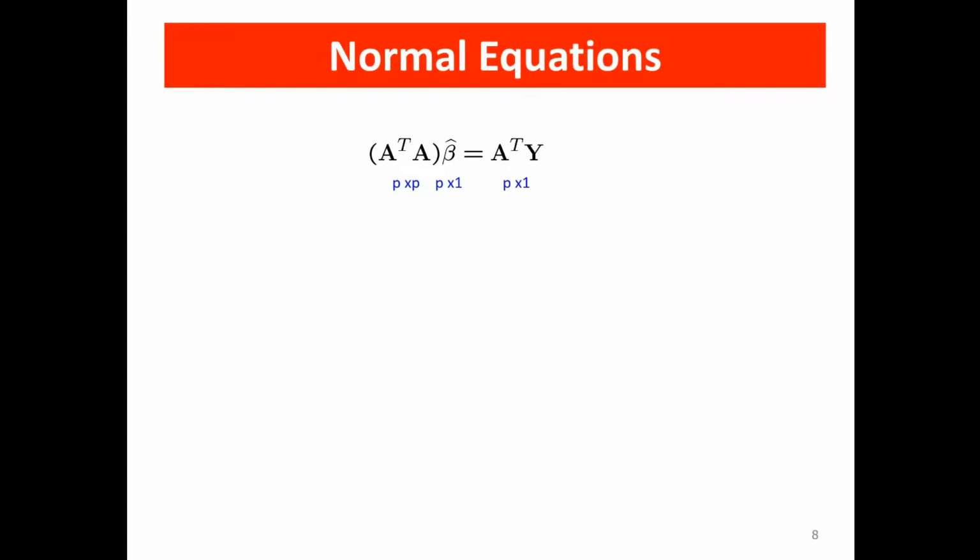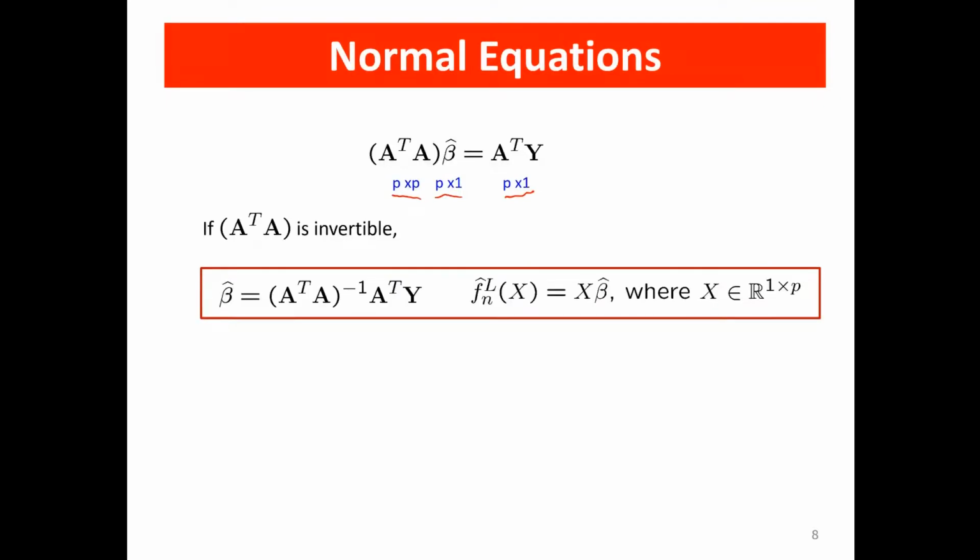A transpose A times beta hat equals A transpose y. Since A is an n by p matrix, A transpose A is a p times p matrix. Beta hat again is just a p-dimensional column vector, and A transpose y will be a p times n times n times 1, that is a p times 1. It's a p-dimensional column vector. This is a linear equation in beta hat. This is what we need to solve. If A transpose A is invertible, then our life is very simple, because we just need to multiply both sides of this equation with the inverse of A transpose A. And then what we have is that beta hat is A transpose A inverse times A transpose y.